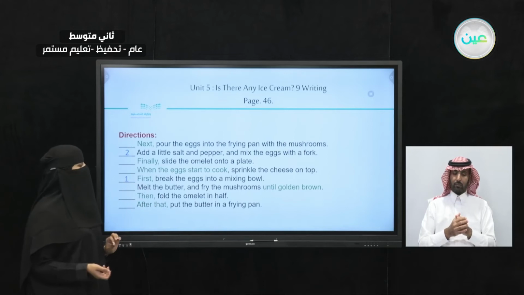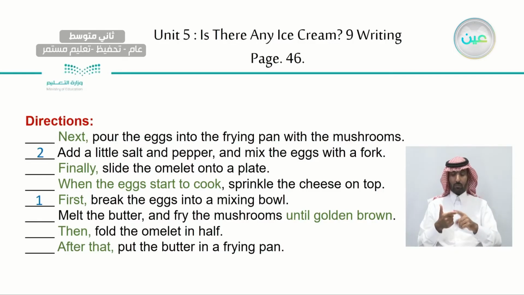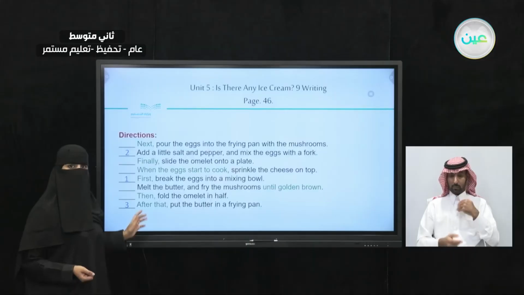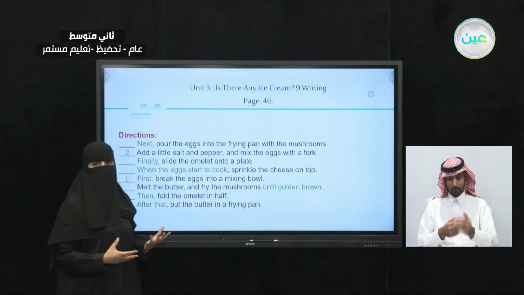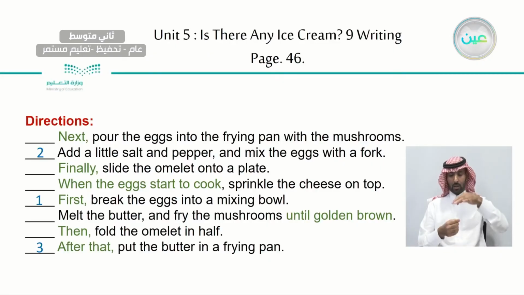So now let's take a look. So we found the first step and the second step. Now, what is the third step? So we're going to take a look here. After that, put the butter in a frying pan. After that, we see the words of sequence, after that, and then after mixing the salt and pepper with the egg, what are you going to do? Put the butter in the frying pan.